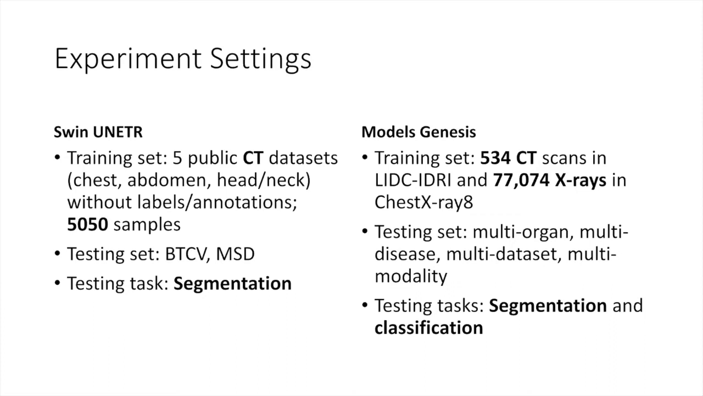For the testing set, Swin UNETR uses the Beyond the Cranial Vault dataset and the Medical Segmentation Decathlon dataset. The model is evaluated based on the task of segmentation. Models Genesis, compared to Swin UNETR, uses more datasets for testing. I won't be able to list them here, but these datasets include different modalities, including ultrasound, MRI, and CT, and also cover different diseases and different organs. And the evaluation task involves both segmentation and classification.